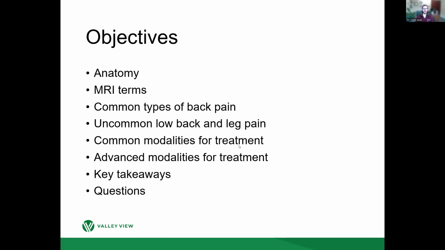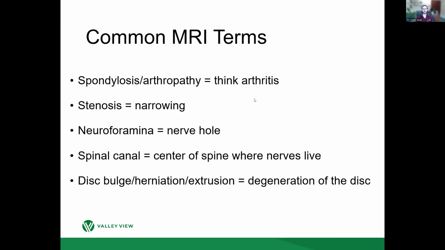A few objectives today that I would like to talk about. First, just some quick general anatomy, to help with some of the terms that we'll be using. Another one would be the MRI terms, because we often read MRIs as patients and they use a lot of different words on there, so I wanted to help describe what some of those words mean. Common types of back pain and then uncommon types of back and leg pain, common modalities, advanced modalities, key takeaway, and of course some questions at the end.